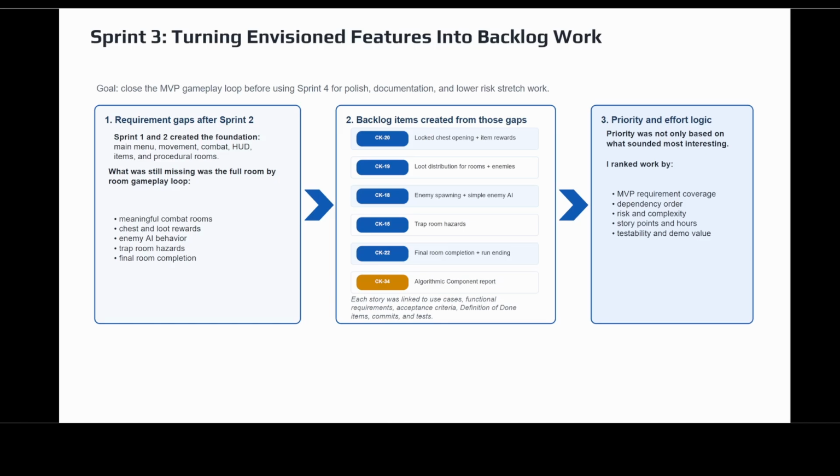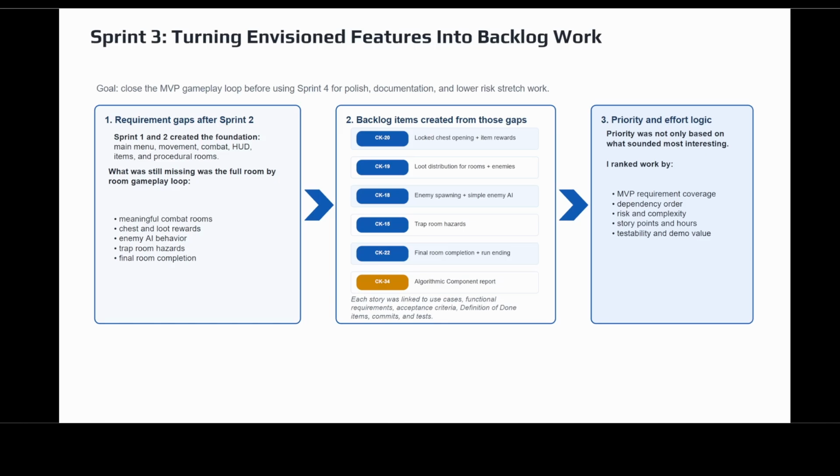I translated those gaps into specific JIRA stories based on the requirements that were still incomplete at the start of Sprint 3. Locked chests and item rewards became CK20. Room and enemy rewards rules became CK19. Enemy spawning and AI became CK18. Trap hazards became CK15. Final room completion and run ending logic became CK22. The procedural generation work was also formalized through CK34 as the significant algorithmic component report.